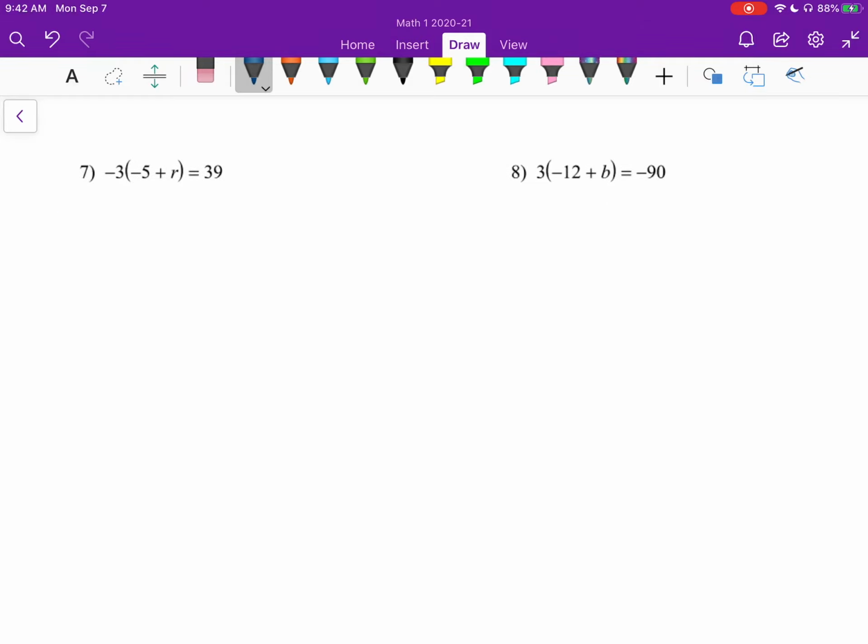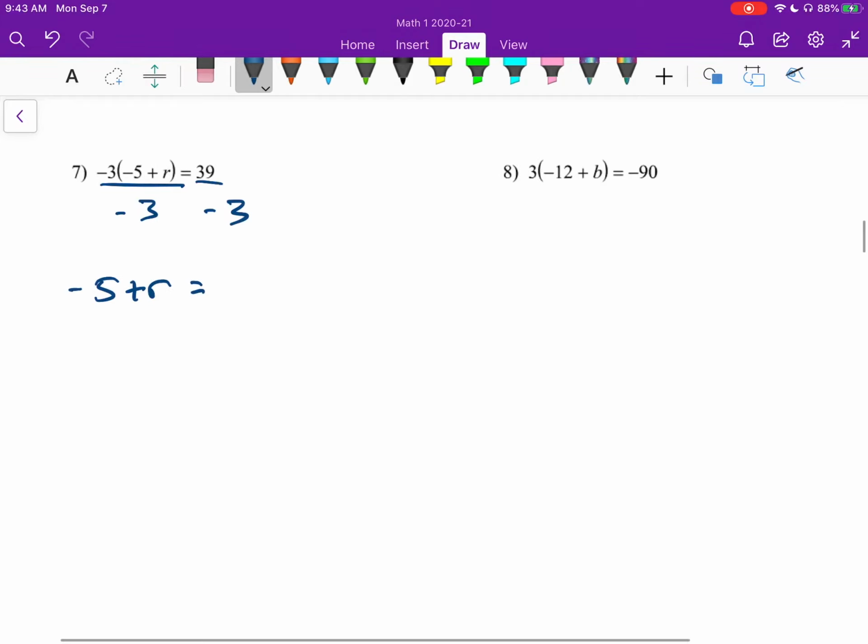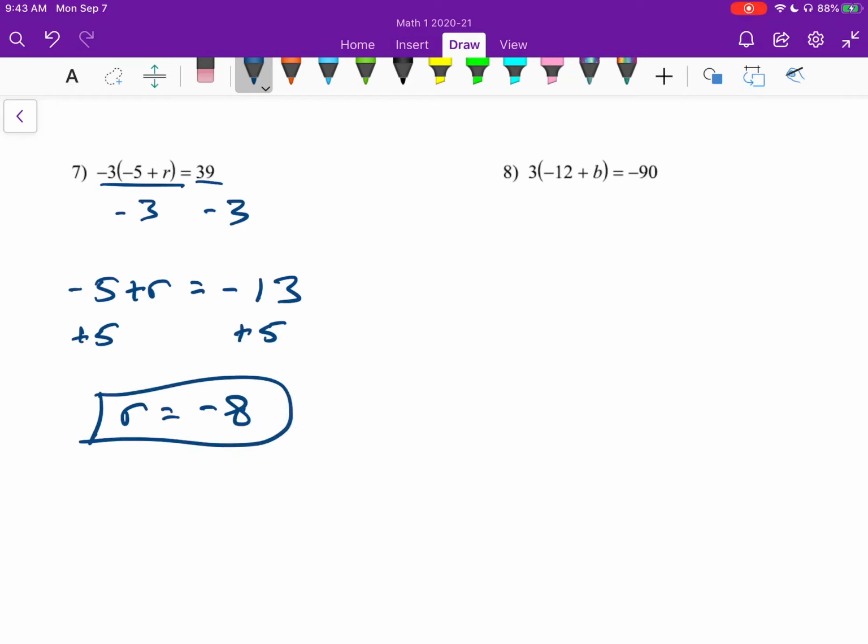Number 7, how do I want to start off? Since I can divide both by negative 3 really nicely, I'm going to do that. So I get negative 5 plus r equals negative 13. Is it negative 13? I'm thinking so. And then I'm going to add 5 to both sides, and I get r equals negative 8. Alrighty.